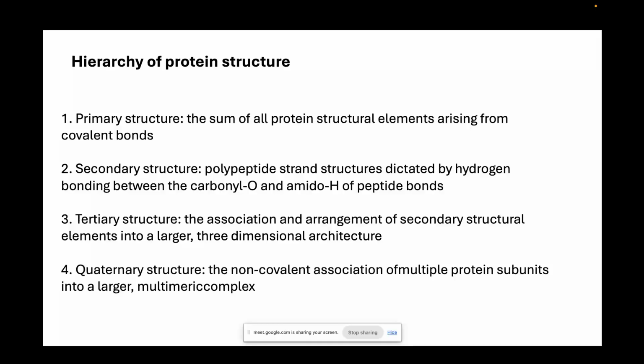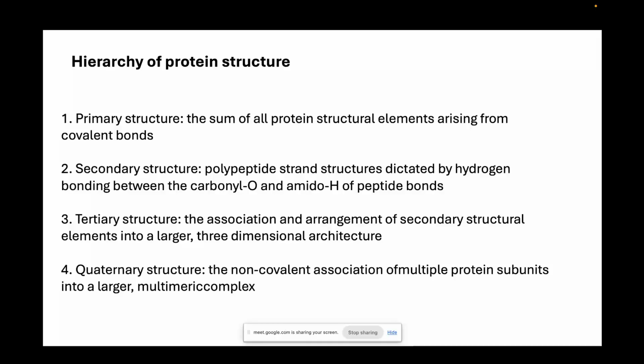So those kinds of things become important when you're folding the protein and making secondary structures out of it. After that, you have tertiary structures, which is basically the arrangement of these secondary structures into larger three-dimensional architectures. And finally, the quaternary structure. Not all proteins have quaternary structures, but a lot of them do. It is basically the non-covalent association of multiple protein subunits into a large multimeric complex.